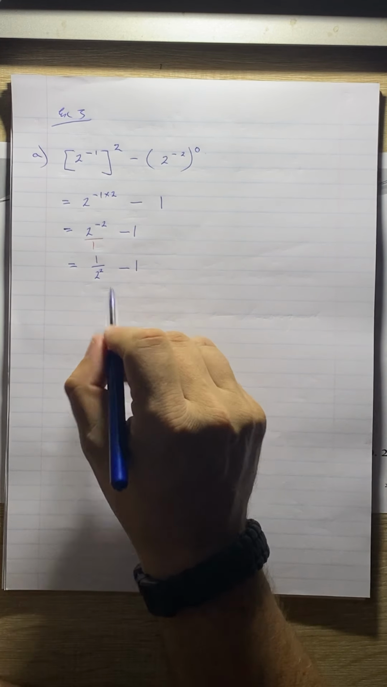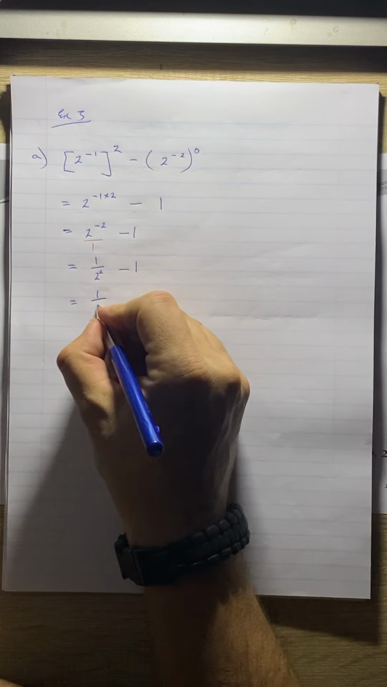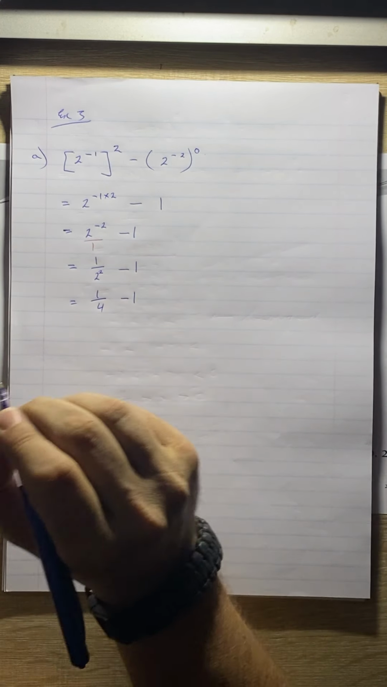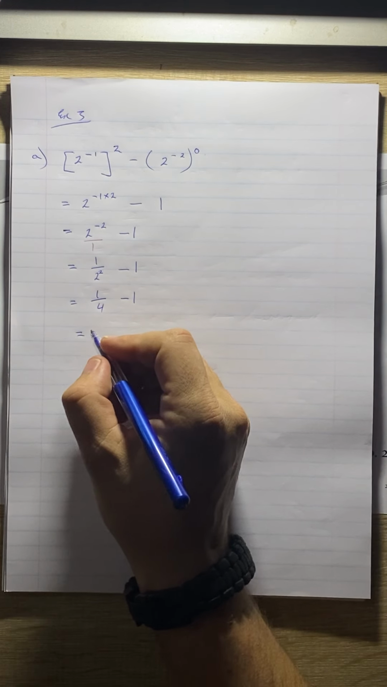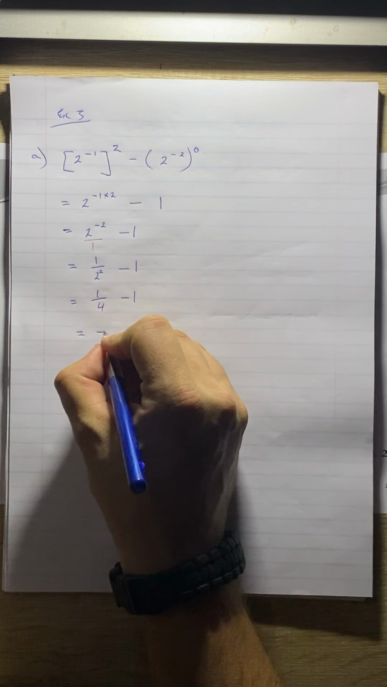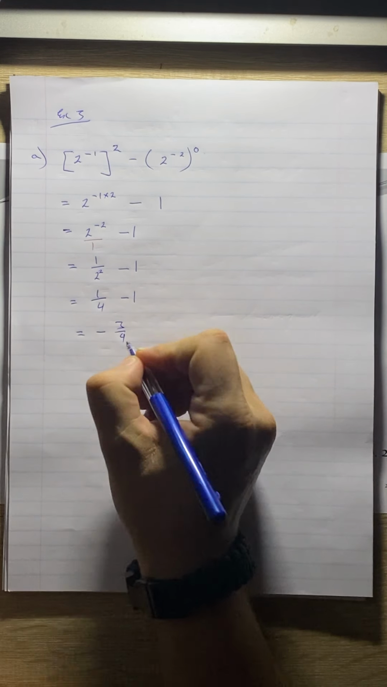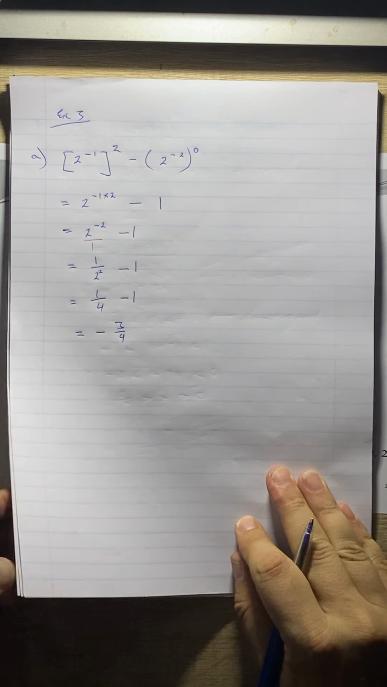Now we can actually work this out because we have numbers here. So this will be 1 over 2 squared is 4 minus 1. And then you can actually work out what 1 over 4 minus 1 is. And we should get minus 3 over 4. Okay. So expect something like this in your exam or even your cycle.